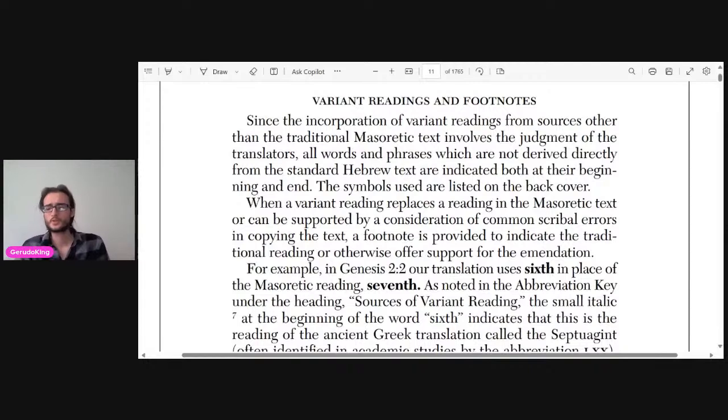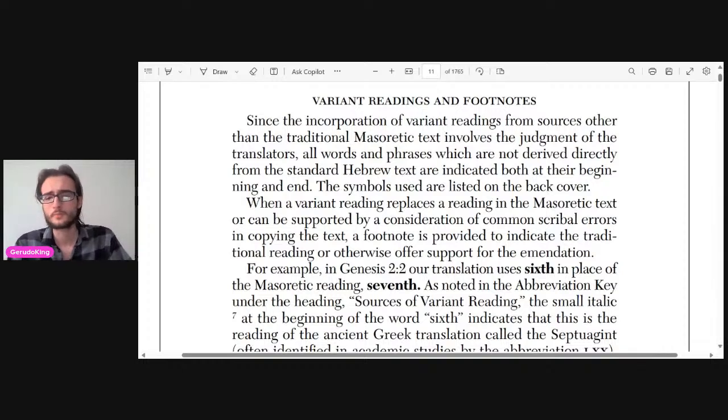Since the incorporation of variant readings from sources other than the traditional Masoretic text involves the judgment of the translators, all words and phrases which are not derived directly from the standard Hebrew text are indicated both at their beginning and end. The symbols used are listed on the back cover.